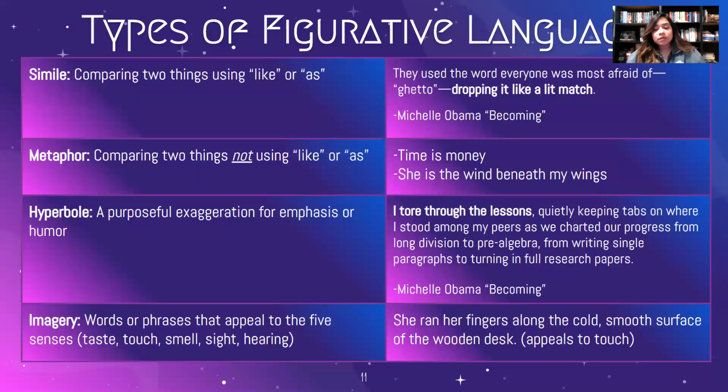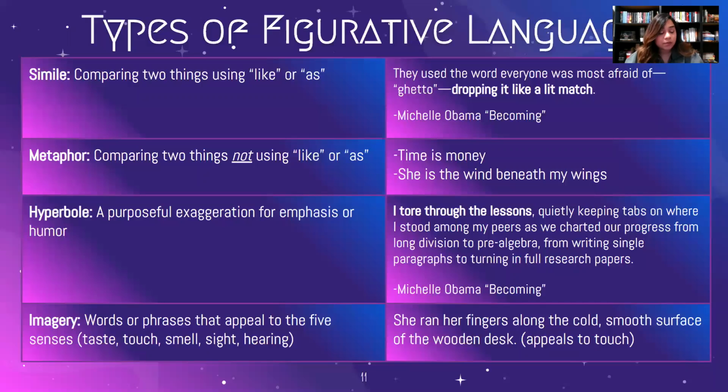And so the example says, she ran her fingers along the cold, smooth surface of the wooden desk. Instead of saying she touched the desk, we're saying she ran her fingers along the cold, smooth surface of the desk. And so now we know it's cold, we know it's smooth, and we know it's wooden, right? Because there are other types of surfaces that you could run your fingers through. And this appeals to your sense of touch. So imagery always appeals to one of the 5 senses.